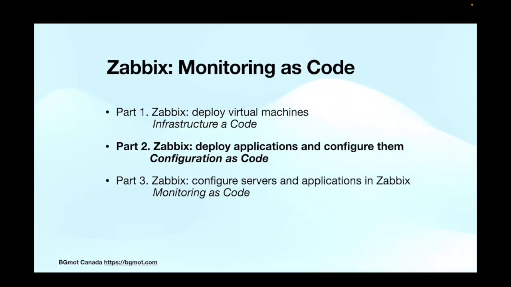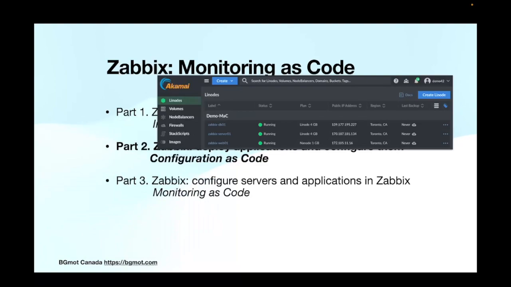So again, in part 1, we deployed 3 Ubuntu virtual machines with no additional software. We call it infrastructure as code. Here you see Zabbix DB01, Server 01, Web 01, up and running.